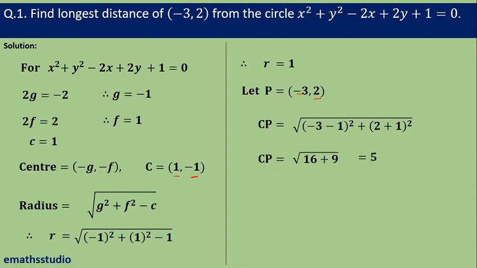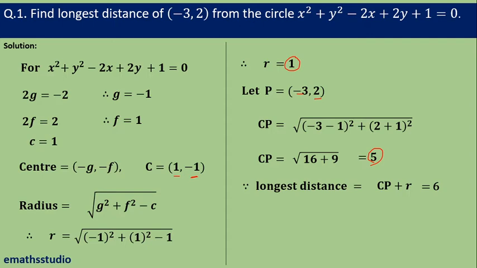Now what was the question? The question was to determine the longest distance of the point from the circle, and the formula for that is CP plus R. The value of CP is 5, which we have already obtained, and the radius value is 1. If we add them, your answer is 6 units. So this is a very simple question to determine. For the longest distance, the formula is CP plus R. If you want the minimum distance, the formula is mod of CP minus R.